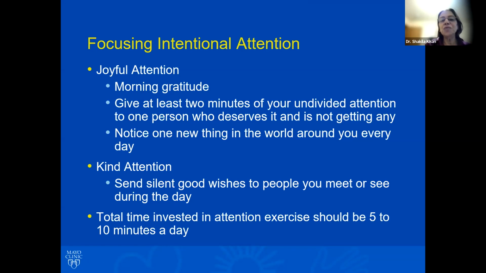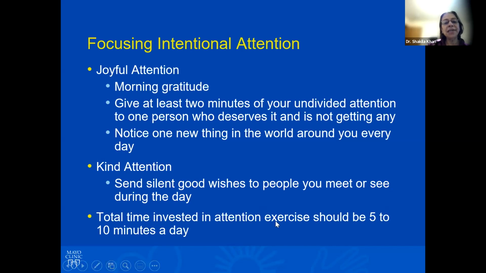And then give at least 2 minutes of your undivided attention to one person who deserves it. It could be your children, it could be your spouse, whoever. And then notice one new thing in the world around you every day. Look around, find something, just your surroundings. We are so involved with our phones and everything, we don't pay attention to our surroundings, how beautiful it is. And I have to tell you, the sunrise and sunsets in Minnesota are beautiful. And once I noticed that, now I show it to other people too.